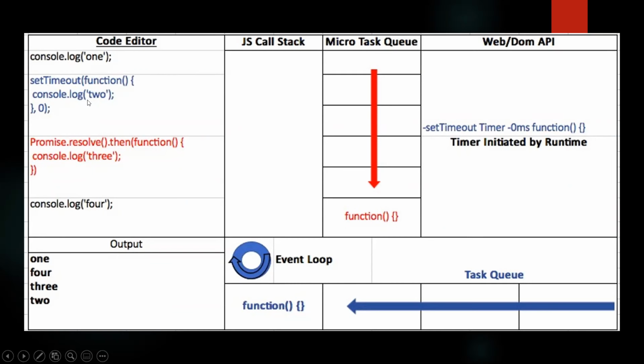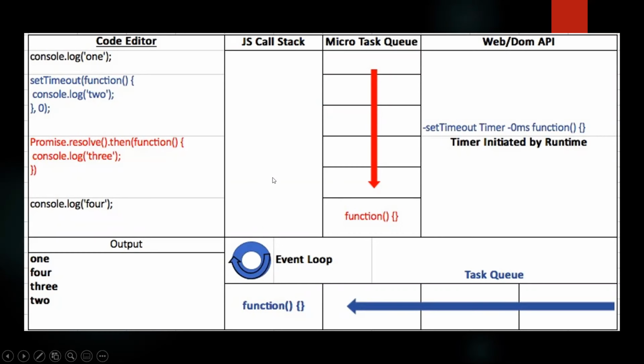Set timeout is a web API which is provided by the browser. So it will go to the web API, it will go to this place and the timer starts. Once the timer ends, it will not go to the call stack again to execute. It will not interrupt or go in the middle of the call stack. It will go to the task queue and it will wait. Once the timer is completed, it will go to the task queue.